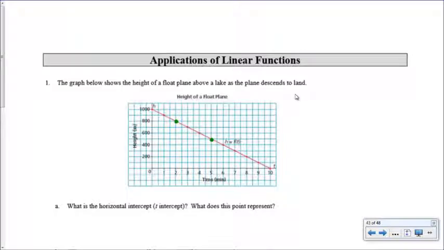Hello everyone. Today we're going to be looking at applications of linear functions. There are 4 questions we're going to go over today, and we're going to do something slightly different today.